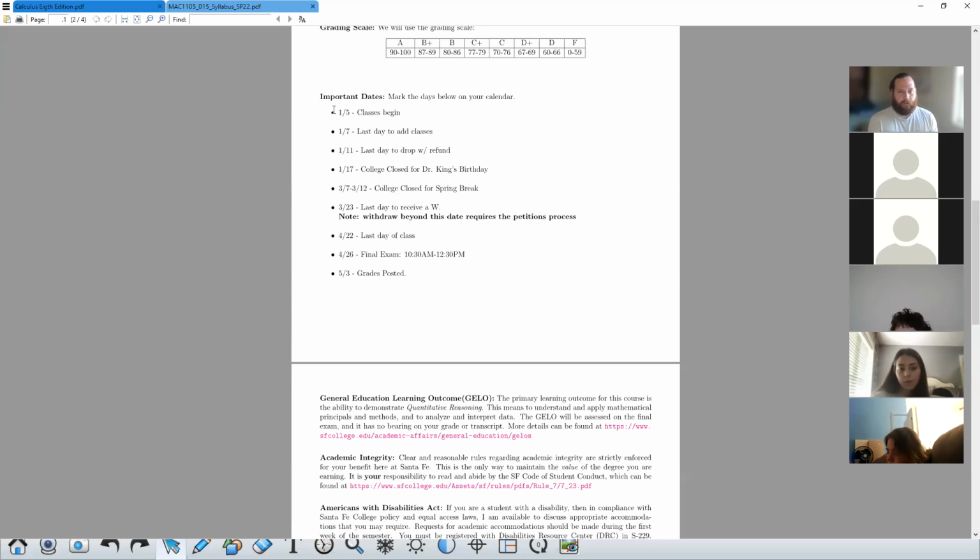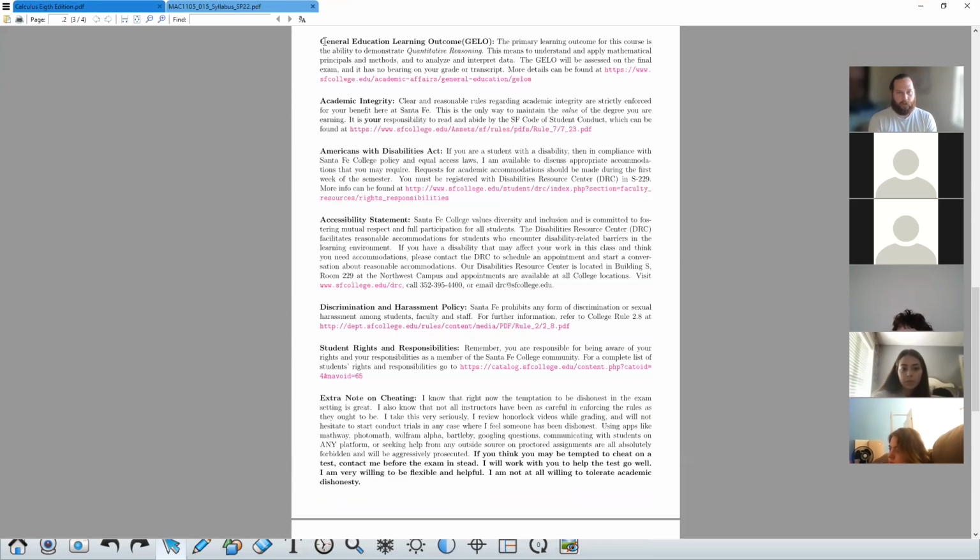Important dates. These things you want to be aware of. Obviously, classes at the college started yesterday. The 7th is the last day you can add classes. That's tomorrow. The last day you can drop, get your money back and nothing on your transcript is the 11th. We're going to be closed for Dr. King's birthday on the 17th of this month. Spring break is the 2nd week of March. The last day to withdraw from the class and get a W on your transcript is the 23rd of March. The last day of class itself is April 22nd, and the final exam is again on the 26th. You can see your final grade for the course posted in East Santa Fe by May 3rd.